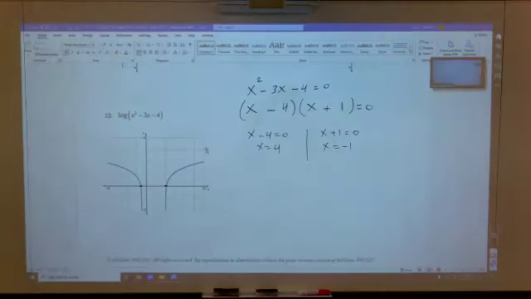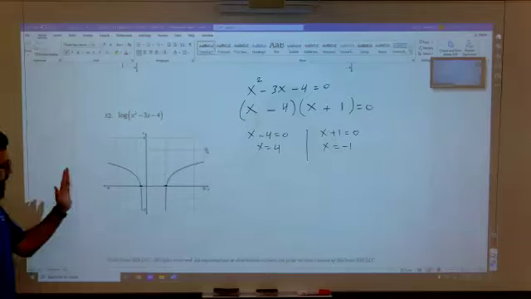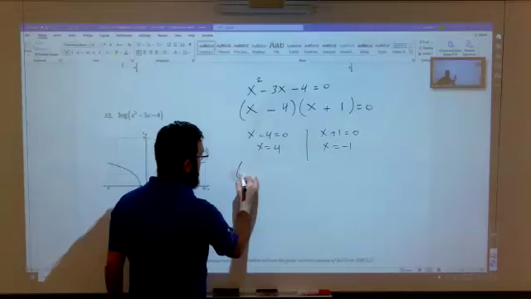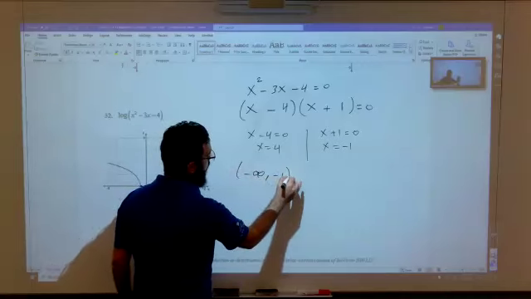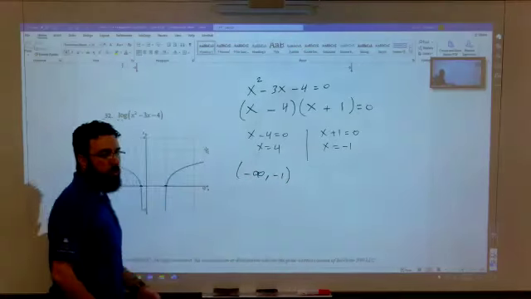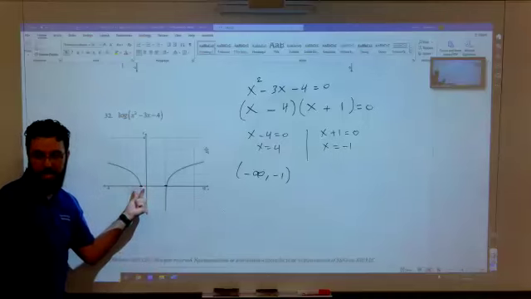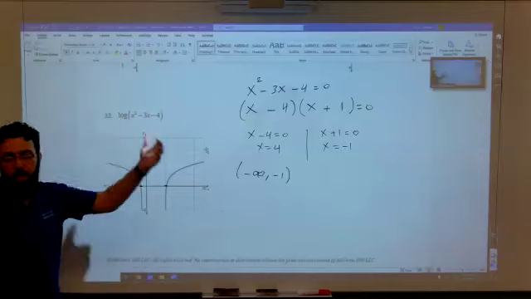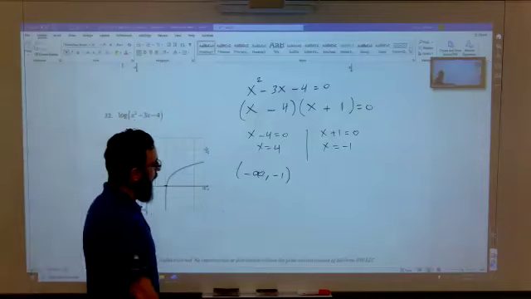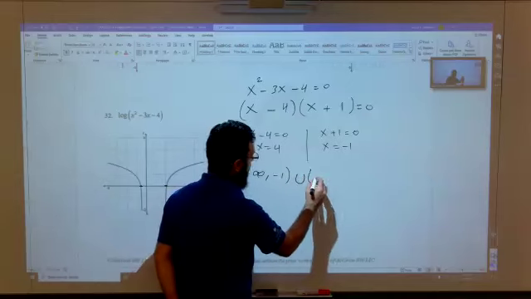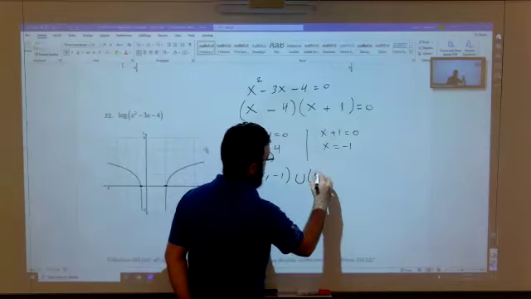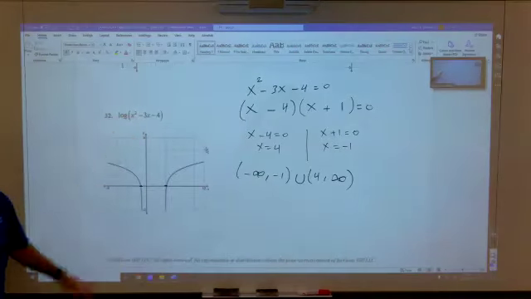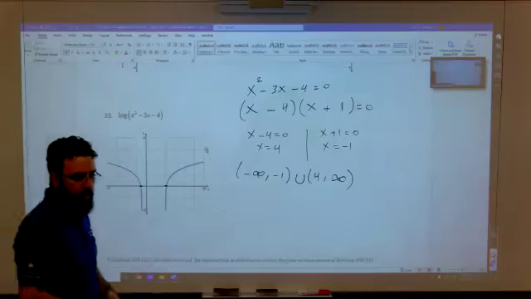Now, how are we going to write down the domain? Negative infinity to -1. From -infinity to -1, I'm going to put parentheses because I can't use -1 as a number, because it's an asymptote. If I plug in -1, it's going to be a domain error, okay? And union with what? From 4 to infinity. And the range is from -infinity to +infinity. That's it. Is that okay?